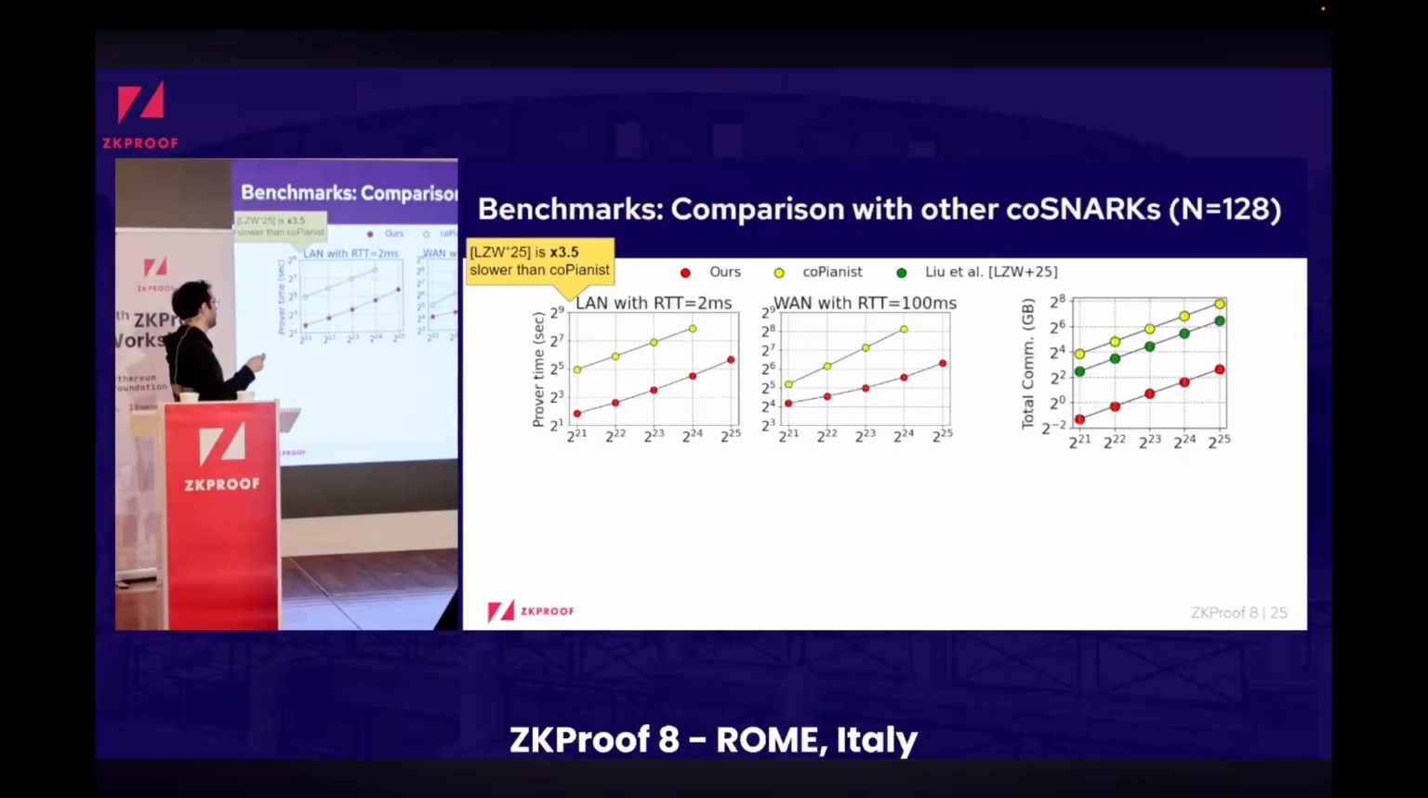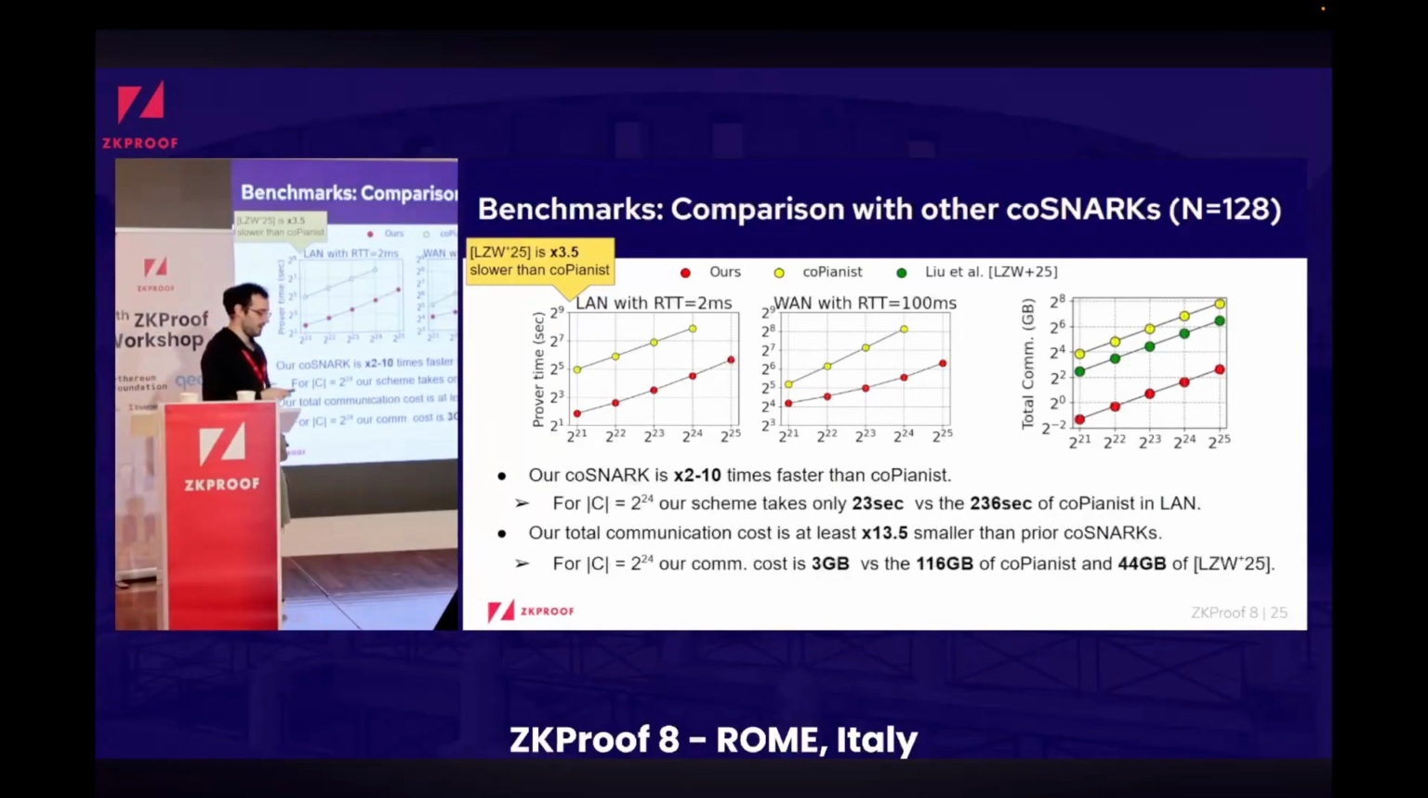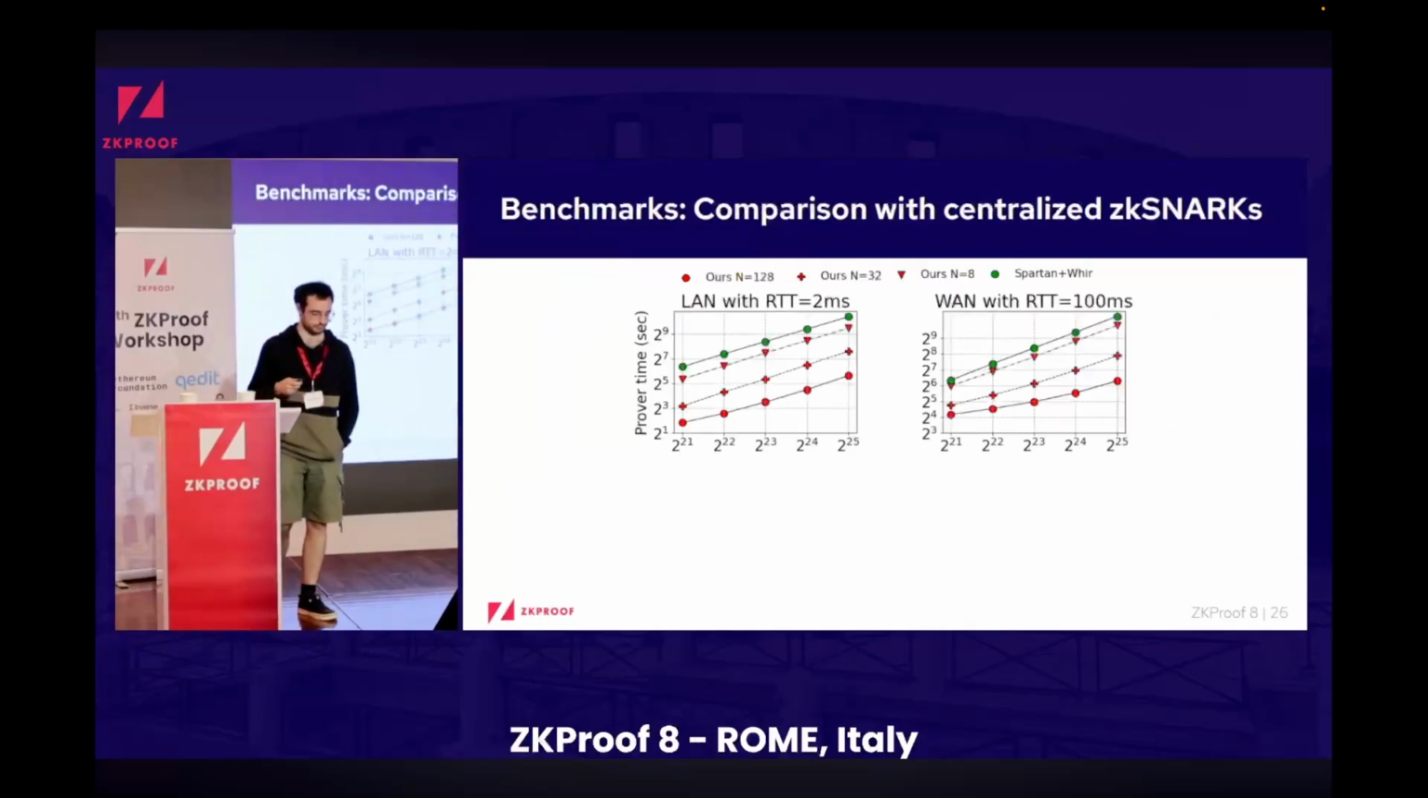Let's now go to comparisons with other SNARKs. From left to right, we have, again, the prover time per increasing circuit size, and on the right, we have the total communication cost for a varying circuit size. Our SNARK is 2 to 10 times faster than Co-Pianist, and here we don't include the first work because it's already at least 3.5 times slower than Co-Pianist. And regarding the total communication cost, it is 13 times smaller than other SNARKs.